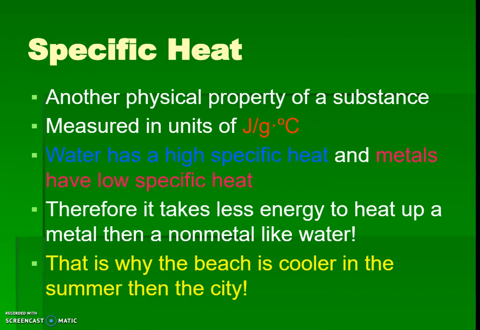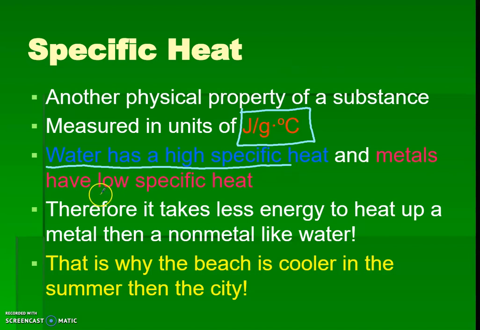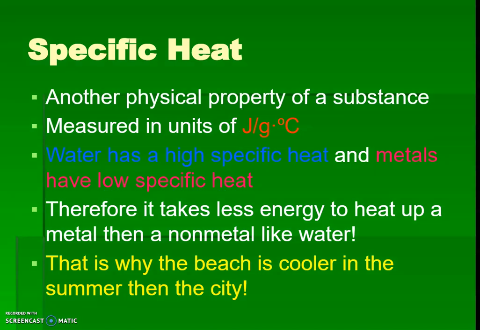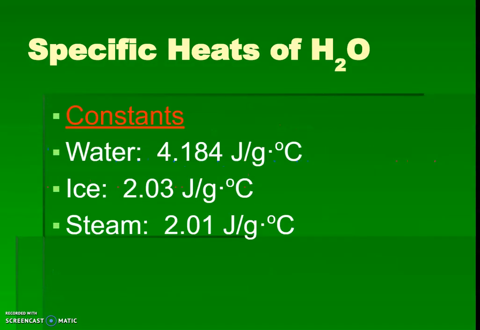Okay, so specific heat has units of joules per gram degree Celsius. Water has an absurdly high specific heat relative to other things, and metals have very low specific heats, which is why we use metal to heat things up and water to cool things down, because it can absorb a lot of energy.